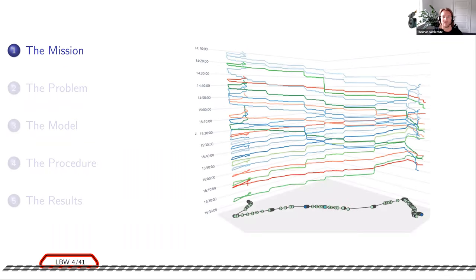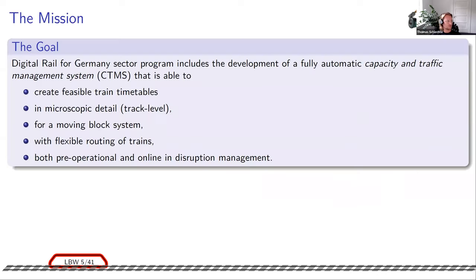Okay, and here's the figure which already shows what it's all about. What you can see is the usual train diagram in space and time as a 3D plot where the lines are trains, where you can see where a train was waiting and where overtaking takes place for a small corridor.